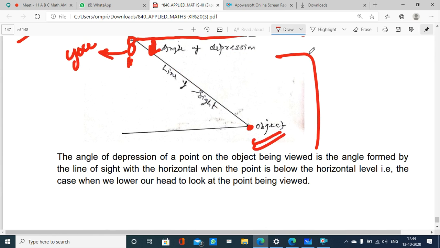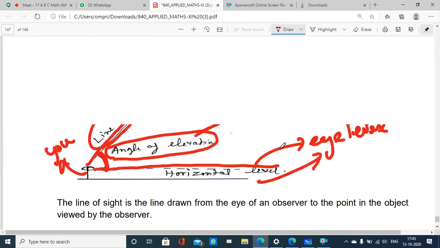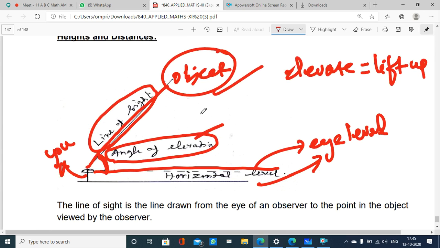Suppose you are standing on top of a mountain cliff here, and there is a tree or something on the ground, and you are looking at it. Then this kind of situation arises, right? You have to look down. This kind of case arises where?